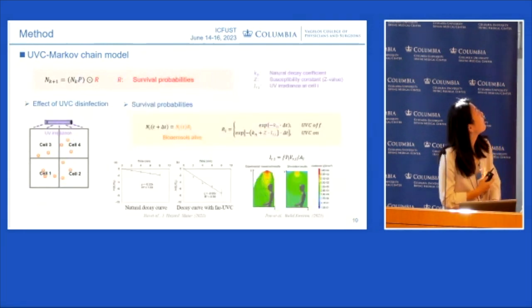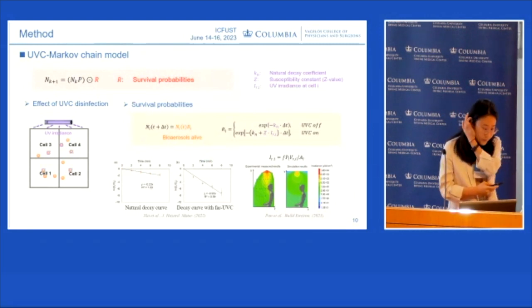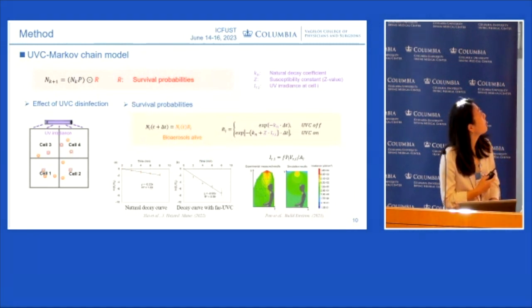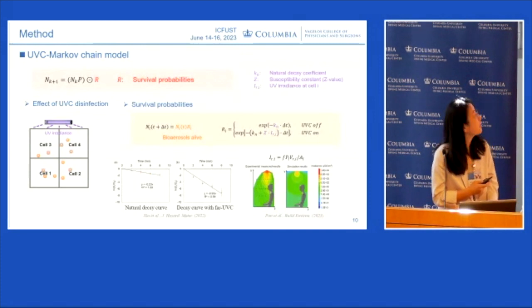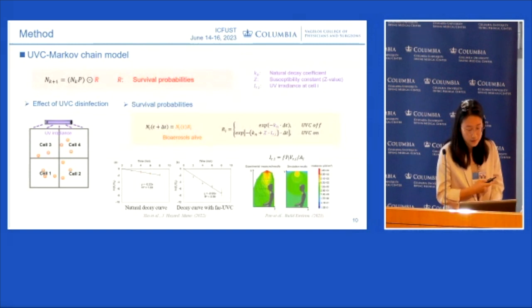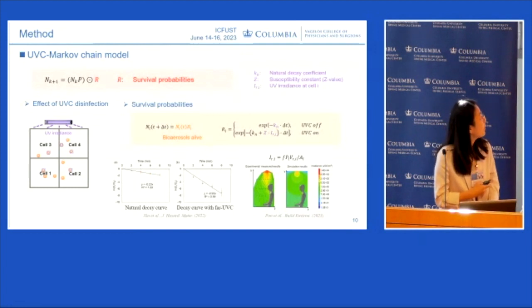The next is the survival probabilities. These probabilities mean the proportions of the bioaerosols still alive after a time step. When the UVC light is off, it can be calculated based on the natural decay coefficient. When the UVC light is on, the disinfection effect needs to be added, and it can be calculated based on the susceptibility constant and the UV irradiance distribution. The natural decay and susceptibility constant can be obtained from experiments, and the distribution of the UV irradiance can be calculated using the view factor models from previous studies.